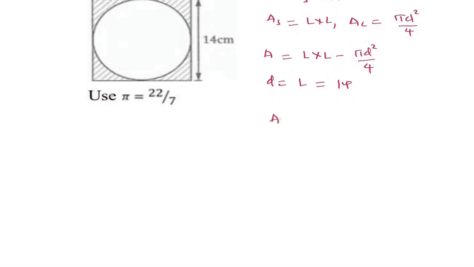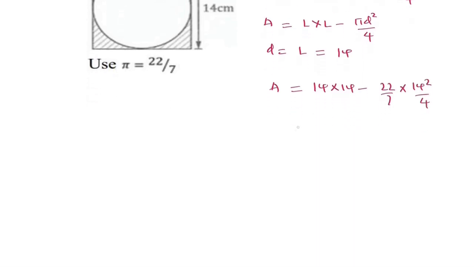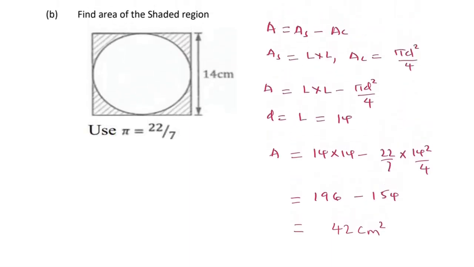Then the area of a shaded region is going to be 14 times 14 minus 22 over 7 times 14 squared over 4. Solving this, we are having 196 minus 154, of which this becomes 42 centimeters squared, and this is going to be our answer.